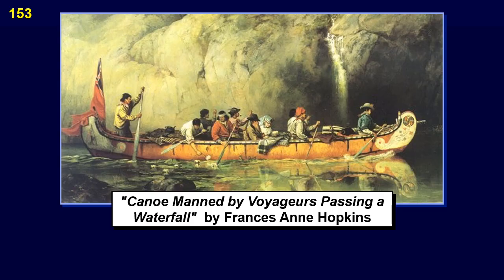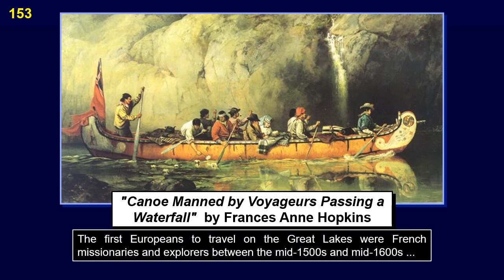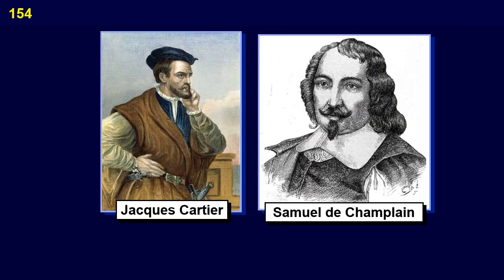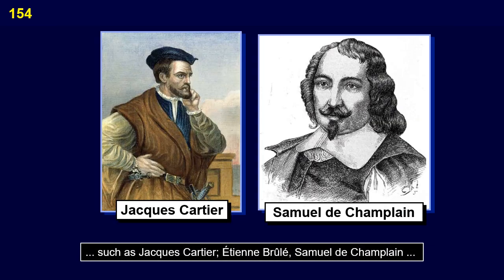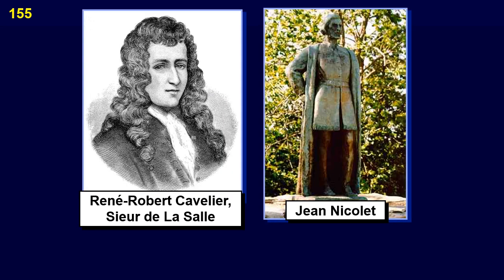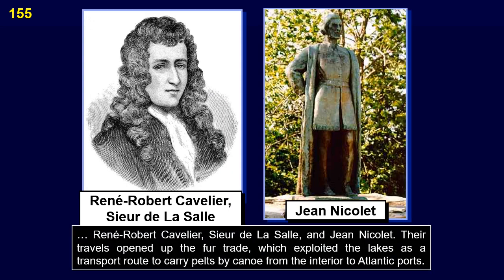The first Europeans to travel on the Great Lakes were French missionaries and explorers between the mid-1500s and mid-1600s, such as Jacques Cartier, Étienne Brûlé, Samuel de Champlain, René Robert Cavelier, Sieur de la Salle, and Jean Nicolet. Their travels opened up the fur trade, which exploited the lakes as a transport route to carry pelts by canoe from the interior to Atlantic ports.